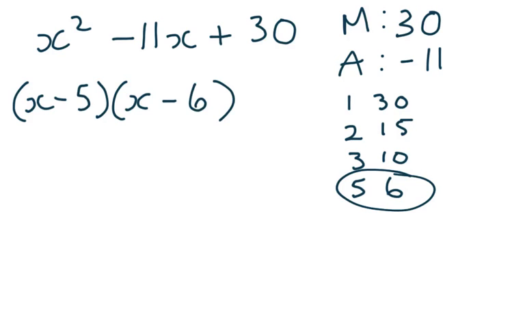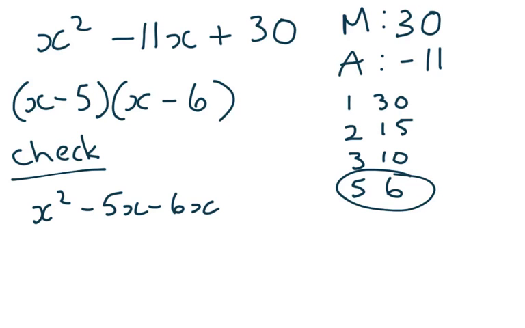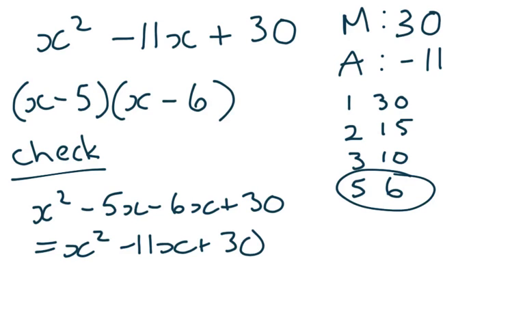Now if you need to, you can check your answer. Remember to write check, and it becomes x squared take 5x take 6x plus 30, which is x squared take 11x plus 30, so you know you got it right.